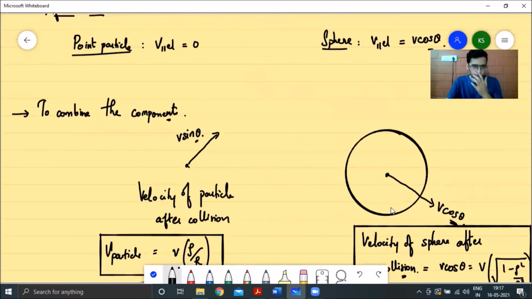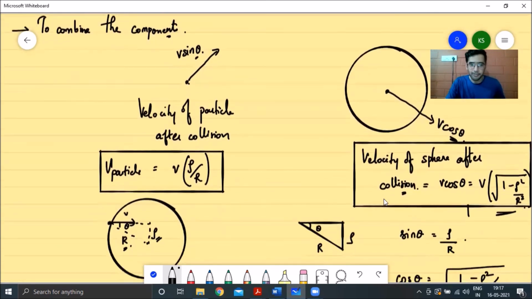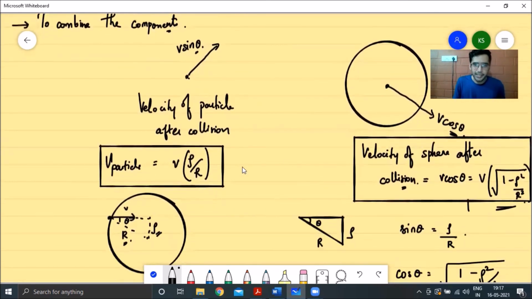And finally, combine both the components. So your particle had 0 velocity in this direction. It had a velocity of v sin theta in this direction. Your sphere had 0 velocity in this direction. It has a velocity of v cos theta in this direction. Finally, from this, we conclude that these are the velocities of the particle and sphere after collision. And now we're just writing sin theta and cos theta in terms of the information given in the question. And this will be your final answer, right? So hopefully this question is clear. And this will be the logic you'll apply to solve any oblique collision question as well.